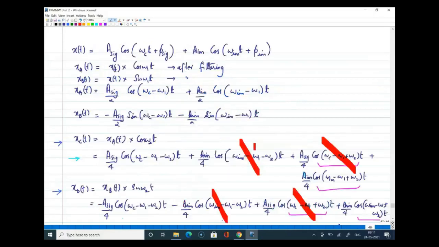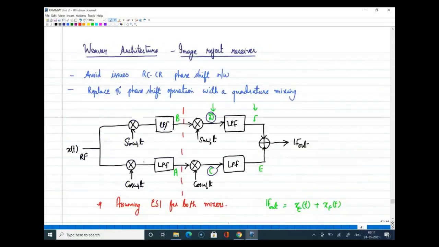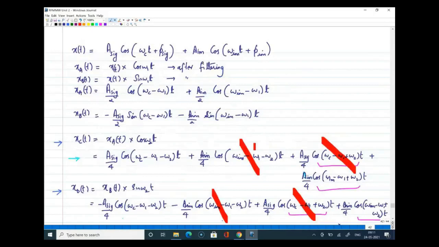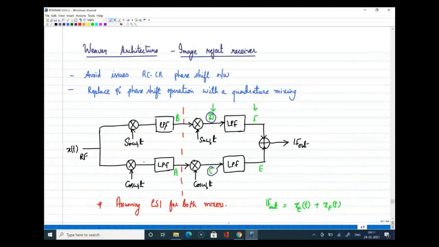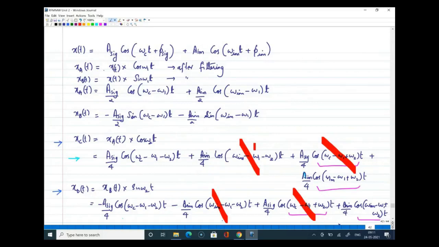We assumed low side injection for both the mixers, and we did a mathematical analysis and wrote the equations for the signal at all the points, starting from A, B, that is the output of the first mixer and low pass filter. You can see that in XA of t and XB of t, you will get only the difference product, the lower frequency components, because it is the output of a low pass filter after mixing.